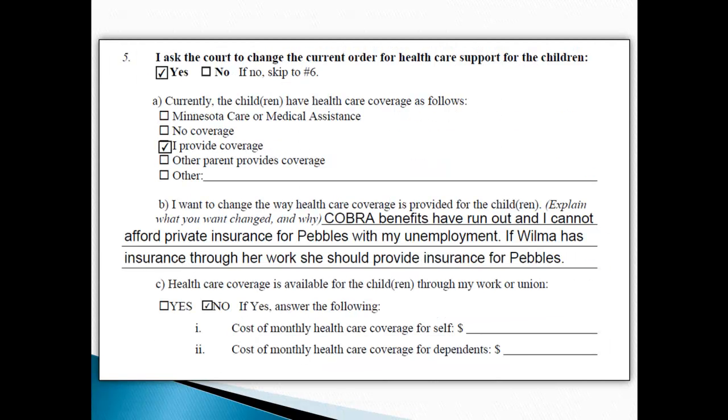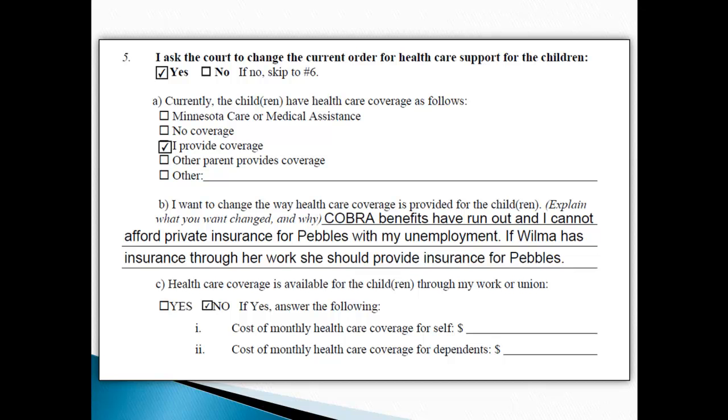If you are asking the court to modify the terms of your health care support, then answer question 5. If you are not asking to modify health care support, skip to question 6. In this case, Fred is asking that he no longer be responsible for providing insurance for Pebbles and that she be added to Wilma's insurance. Be sure to explain why you are asking to change the terms of the health care support order.